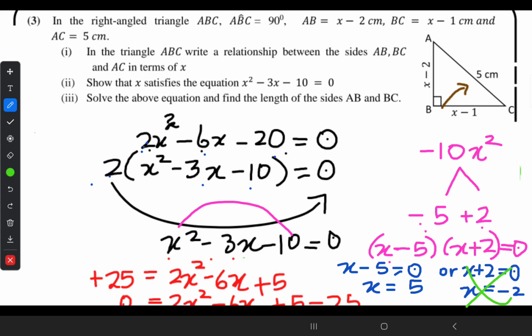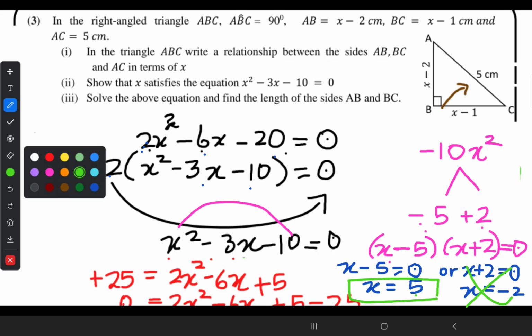That means we obtain two values, and from those two you should determine which one is possible. x is 5, x is negative 2. Among these two, x equals negative 2 is wrong, because length cannot be a negative value. So x would be 5. From our two solutions, we obtained x equals 5 as our answer, because x cannot be negative 2.